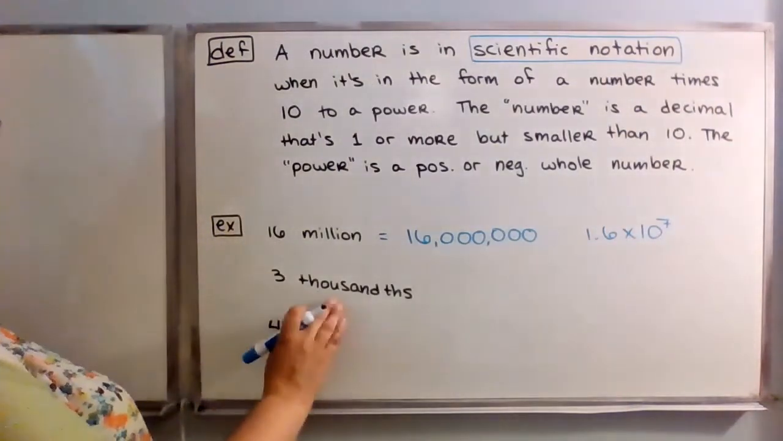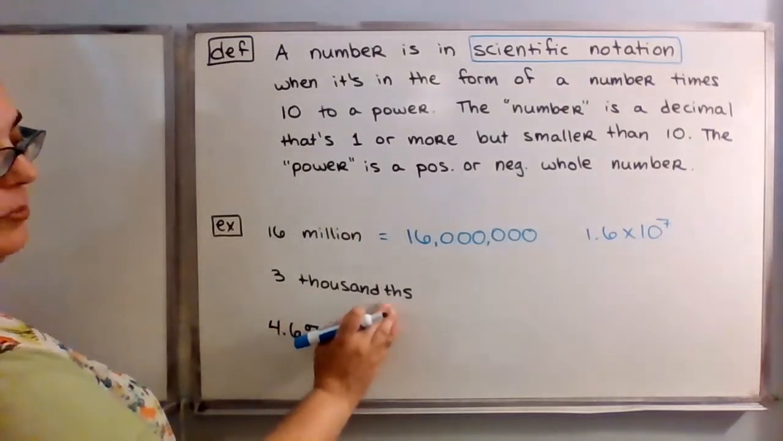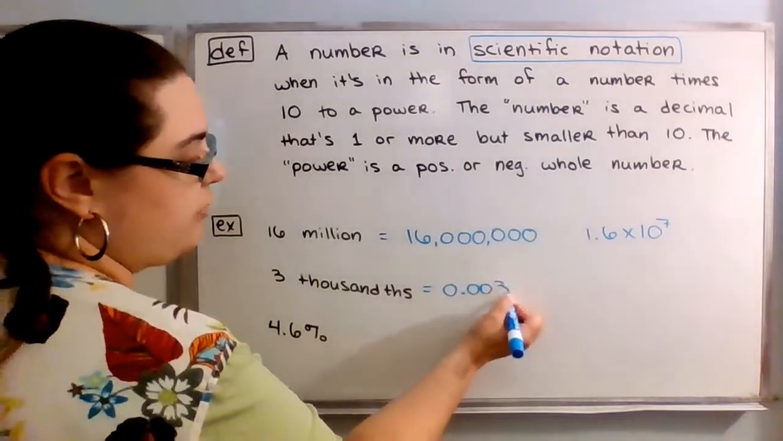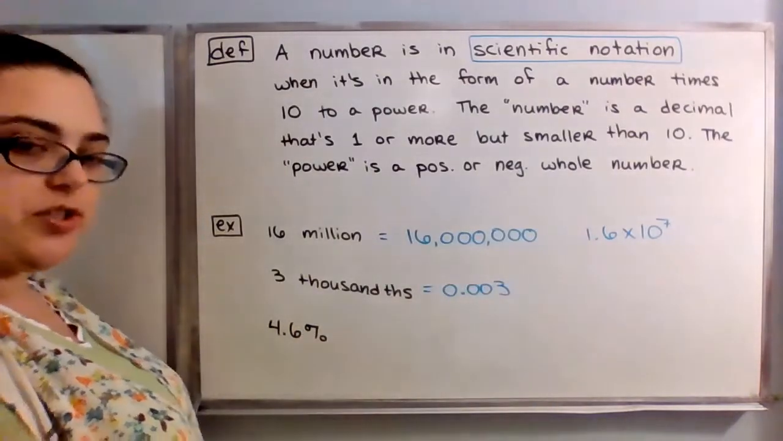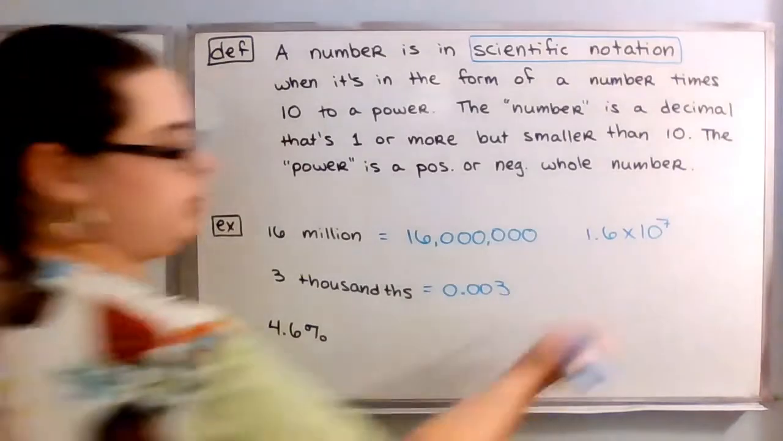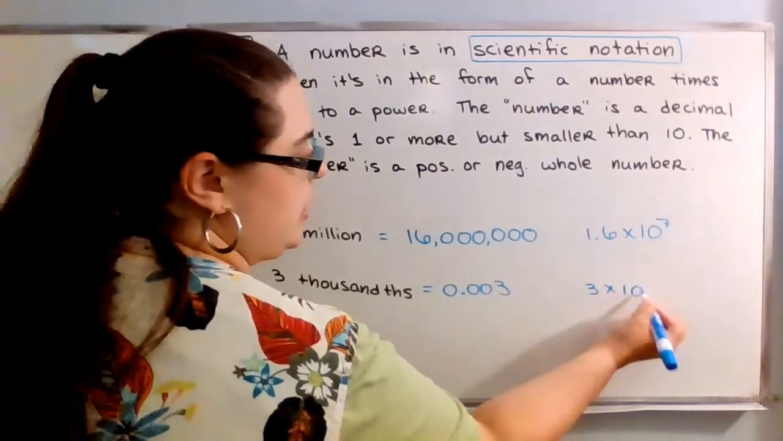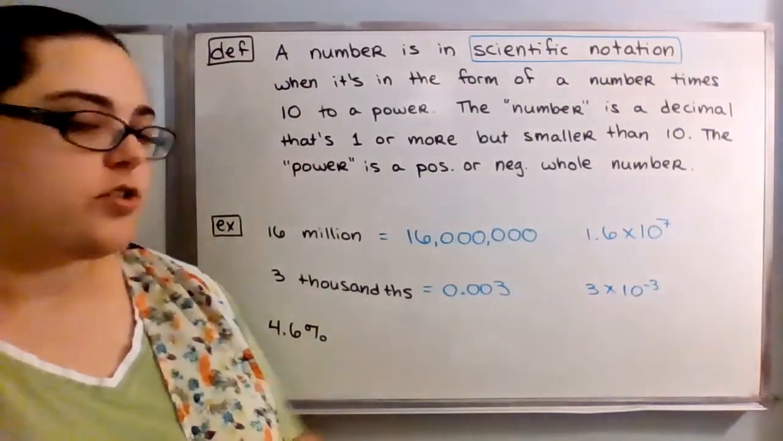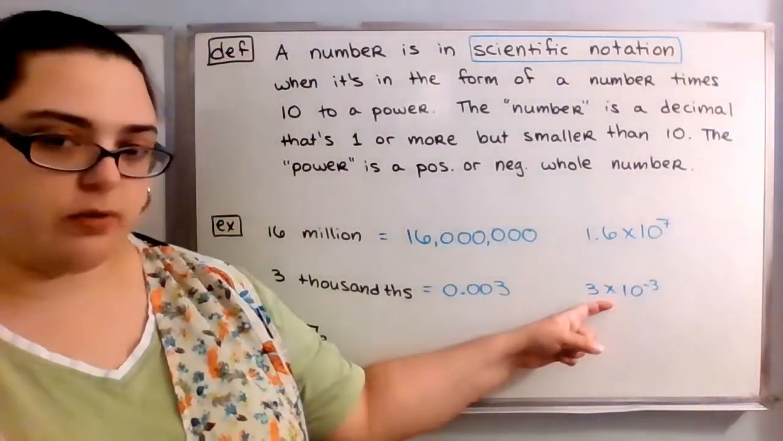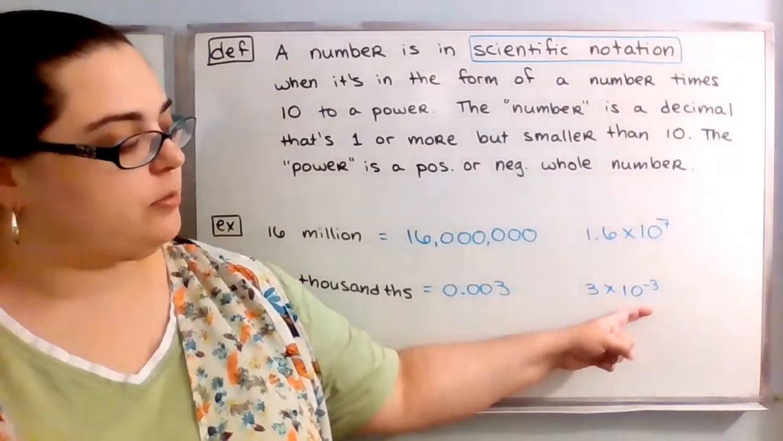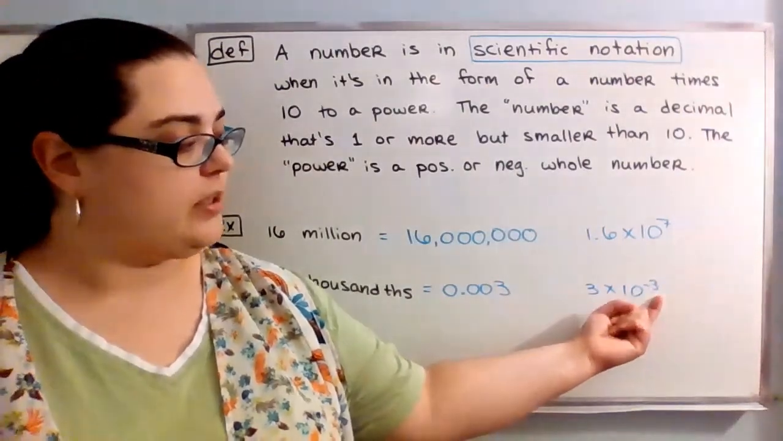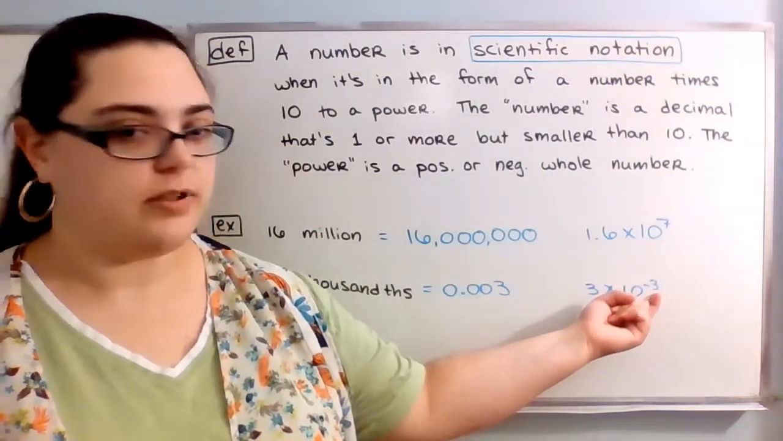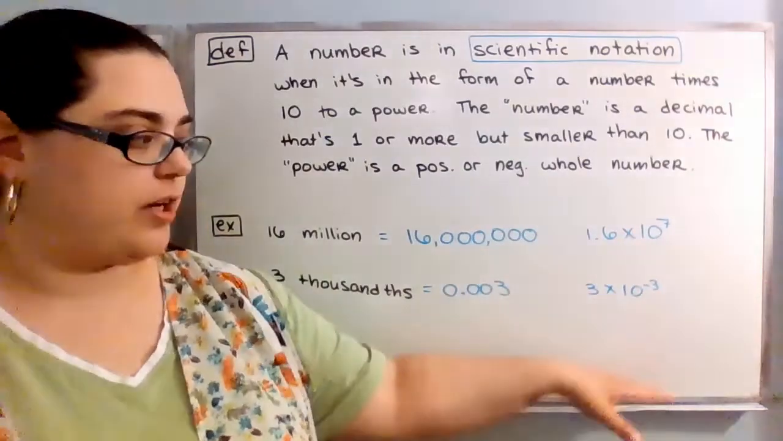If we have something like 3 thousandths, this would be a decimal number because of the THS. So we know that that's going to be 0.003. If we were to write this in scientific notation, this would be the same as 3 times 10 to the negative 3. Again, we have a number that's between 1 and 10, and it's times 10 to a power, and that power is a positive or negative whole number. Again, I'm just doing this for demonstrative purposes in this video.